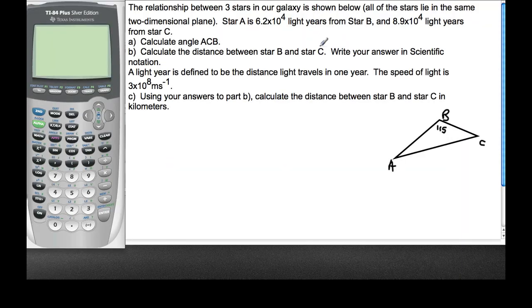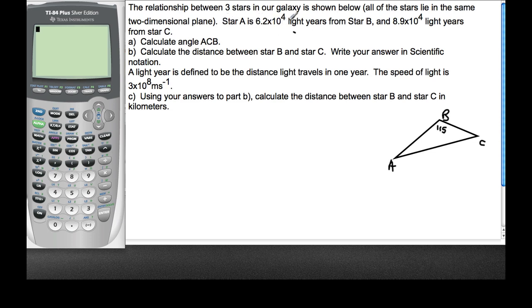All right, now we're looking at a problem that's a little bit wordy, so we'll start by breaking it down, adding some information to the diagram. The relationship between three stars in our galaxy is shown below in this diagram here. All of the stars lie in the same two-dimensional plane.